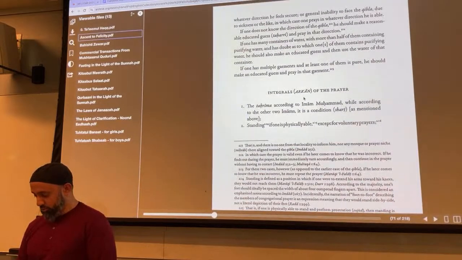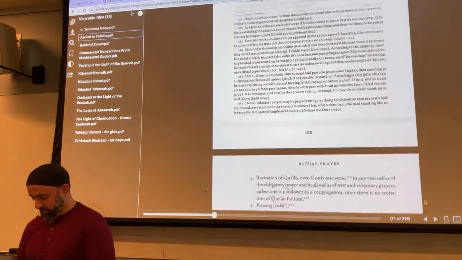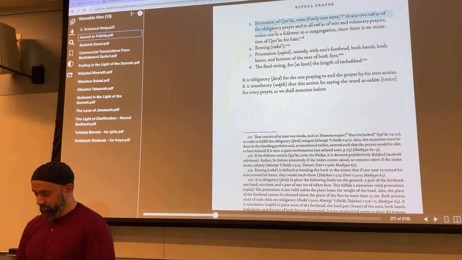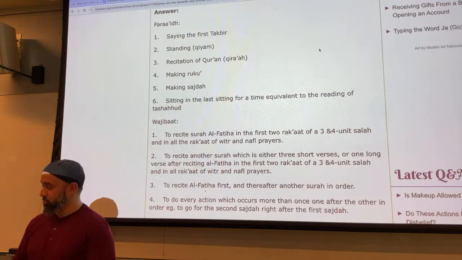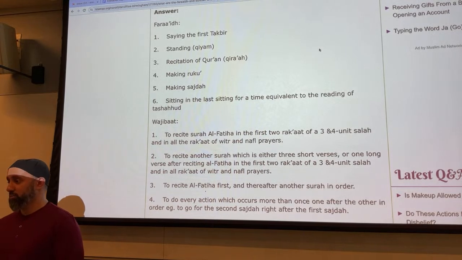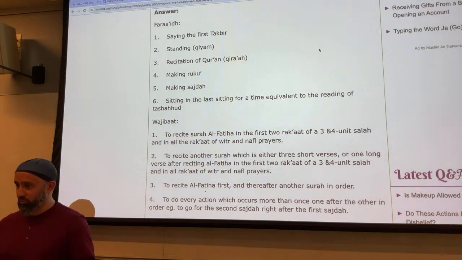You have the integrals of it, and the minimum Arabic you're going to be reciting is any recitation of the Quran, even if only one verse, in any two cycles of the obligatory prayer, and all of the cycles of the witr and voluntary prayers, unless one is a follower in a congregation, etc. Right? The shortest verse of the Quran says thumma nadir, and then he looked. You just have to recite that in Arabic at a minimum as you're learning these other things outside of the prayer. Does that make sense?